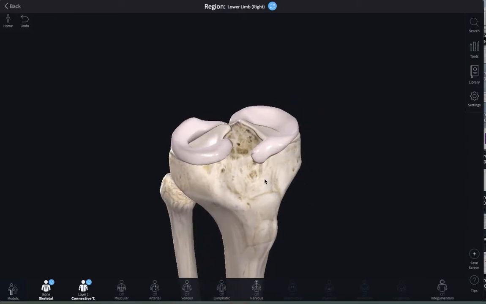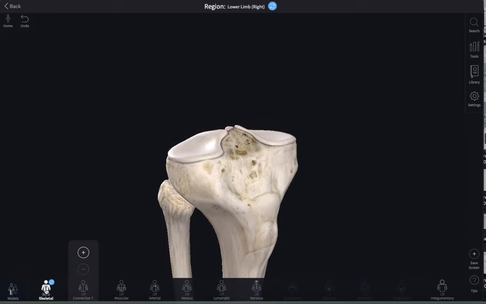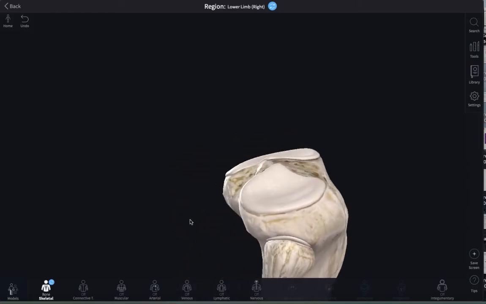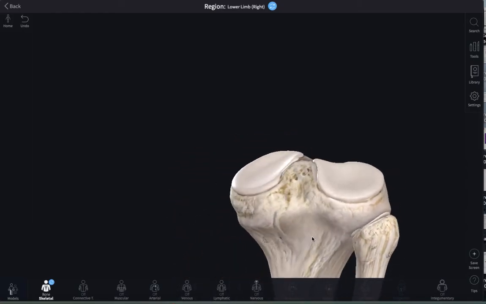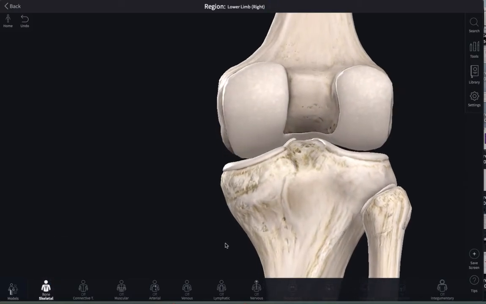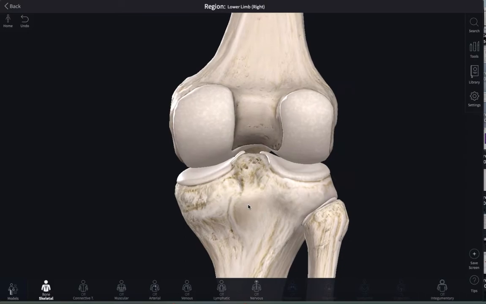The menisci are shaped in a way that complements the shapes of the articulating surfaces of the bones. If the menisci are removed, we can see that the surface of the tibia, the tibial plateau, is flat, as the name plateau suggests. And if we add the femur back into the image, we can see that the articulating surface of the femur, the femoral condyles, are convex.